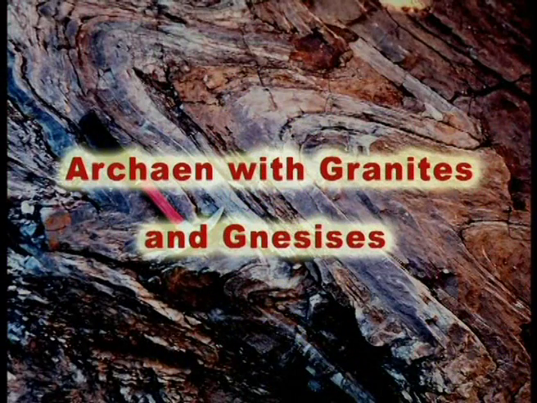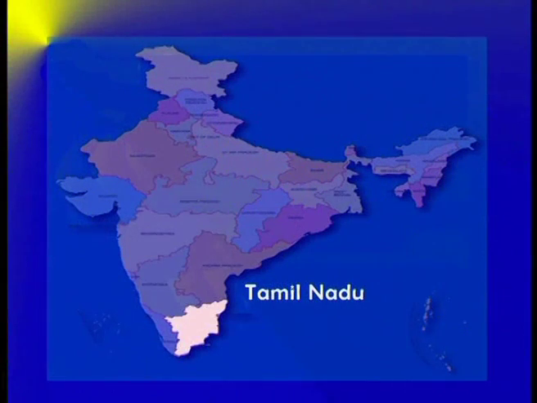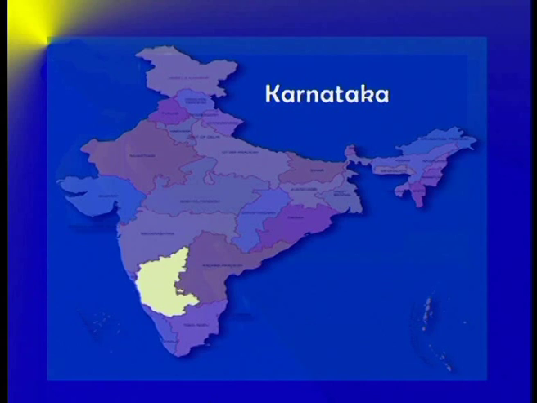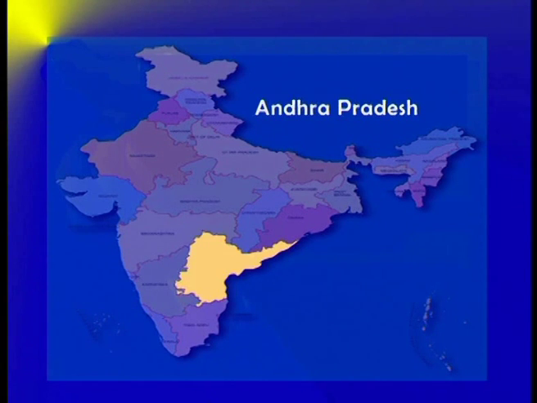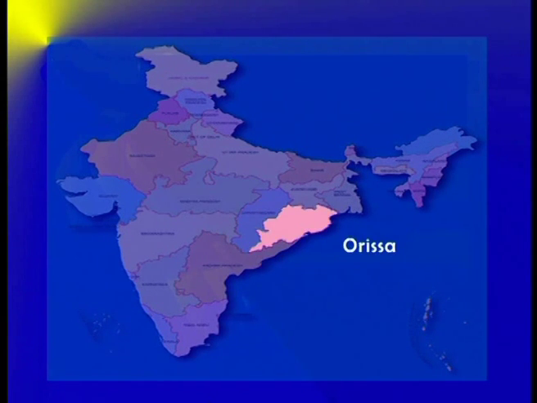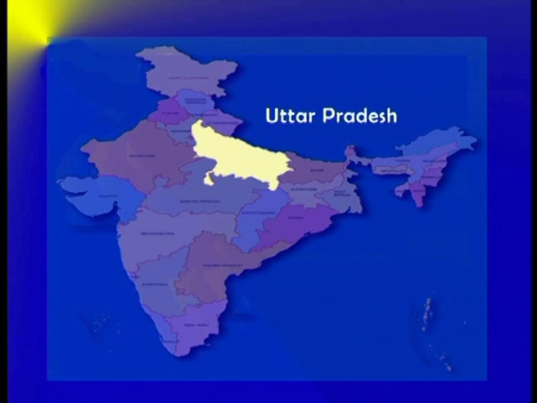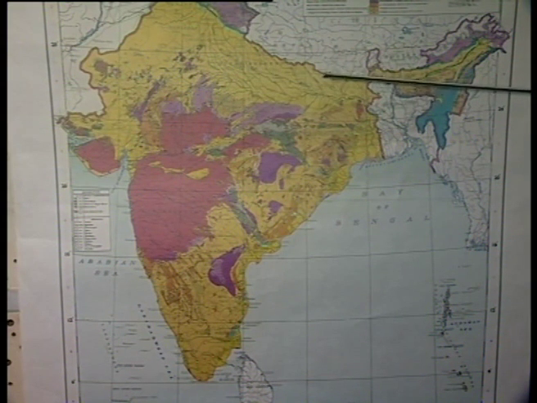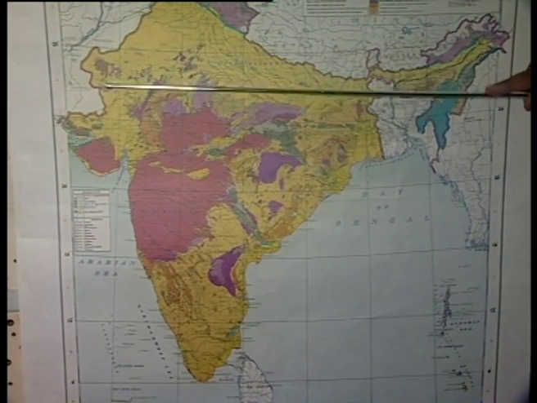The second sequence contains Archean with granites and gneisses. The classified Archean rocks of granites and gneisses are found mainly in Tamil Nadu, Kerala, Karnataka, Goa, Andhra Pradesh, Madhya Pradesh, Orissa, Bihar, Uttar Pradesh, with some patches in northeastern states and in parts of Rajasthan and Gujarat. There is no evidence of life in these sequences.